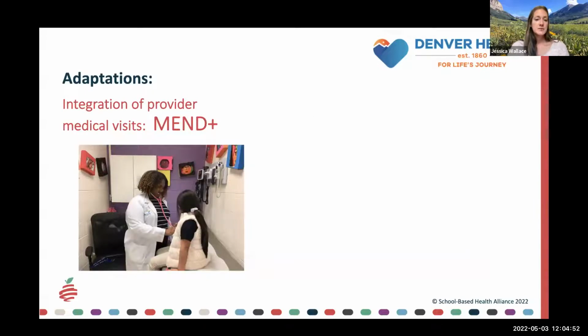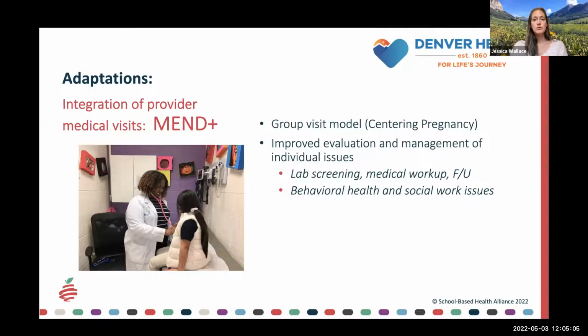The significant adaptation we made that helped us move from a grant-based program into something that's been sustained long-term now is the integration of provider medical visits, what we call MEND Plus. And for any of you out there who've done any group visit models, we use the Centering Pregnancy model through the Centering Healthcare Institute. And our goal here was really to improve that individual evaluation and management, right? We had seen the significant comorbidities at play that we didn't even know were there.